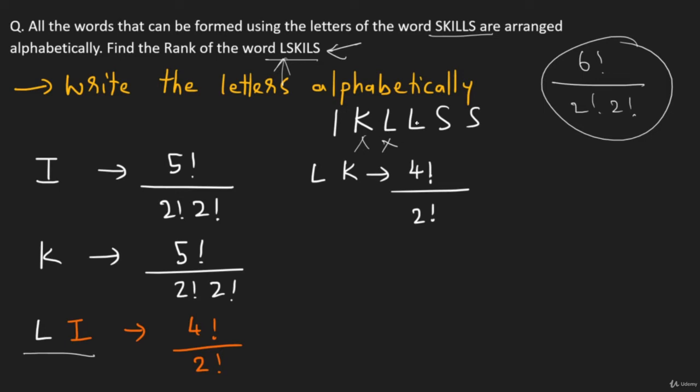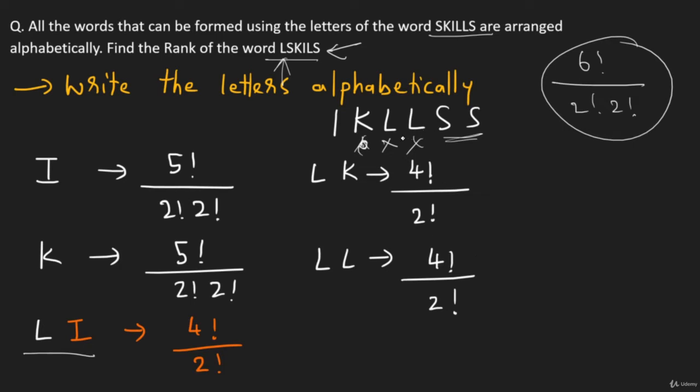Now, because we have two L's, the next set of words will be those that start with LL. And words that start with LL will be of 4 factorial by 2 factorial count, right? Because L and L is consumed, we are left with these 4 letters and 2 are of one type. Therefore, you can form 4 factorial by 2 factorial words that start with LL.